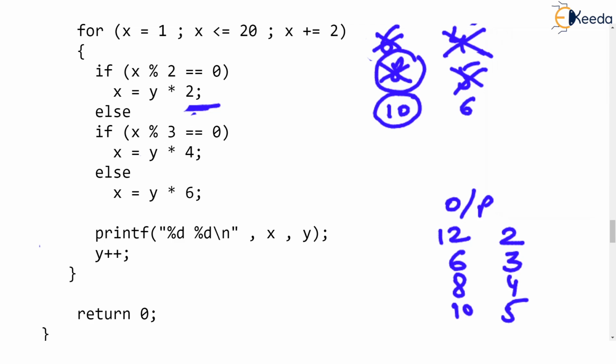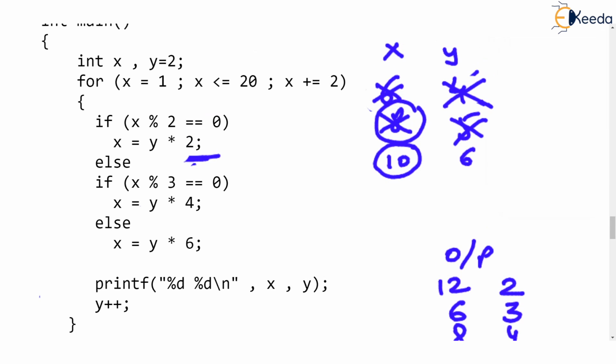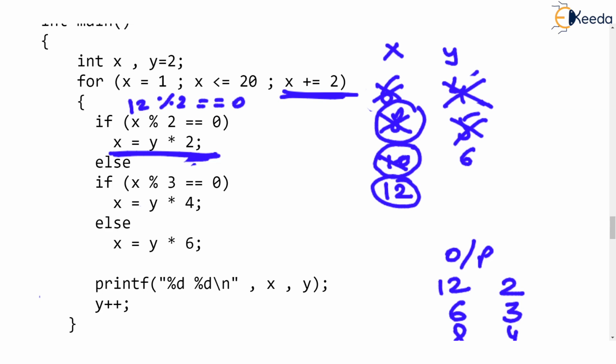So now, the new value of x is 10. Here we go. During the next repetition, x becomes 12. Now 12 % 2 is still 0. Then x becomes y into 2. But y is already 6. So x will remain 12. I hope now we get enough idea about this, isn't it?